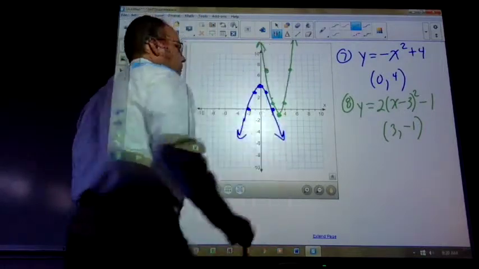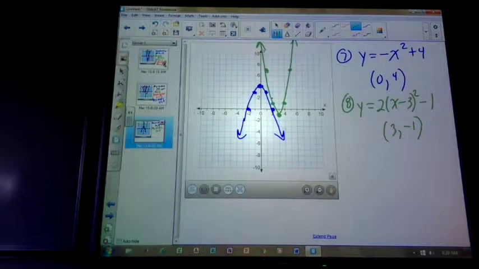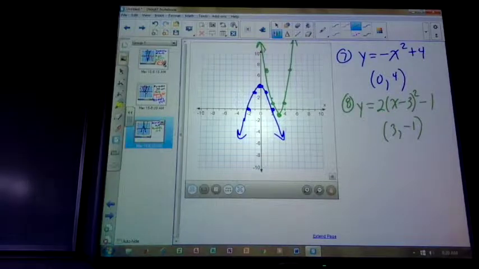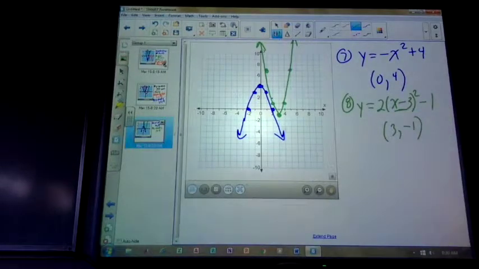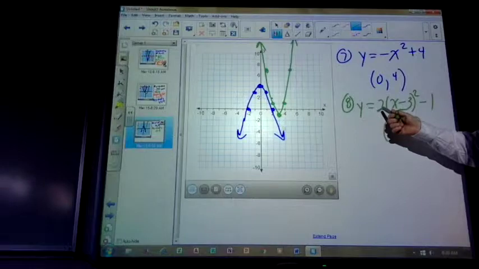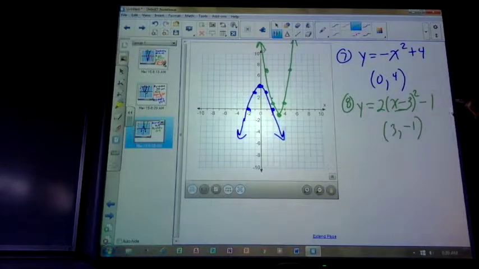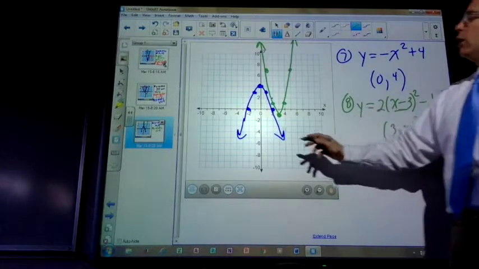Okay, my axis of symmetry is x equals 3. My vertex is 3 comma negative 1. Where does it cross my y-axis? Up there someplace. How do I know where? Well, I could multiply this whole thing out. I can go x minus 3 times x minus 3, FOIL it out. The last terms, negative 3 times negative 3, are positive 9. Positive 9 times 2 is 18. 18 minus 1 is 17. So at 0, 17, it will cross up there.